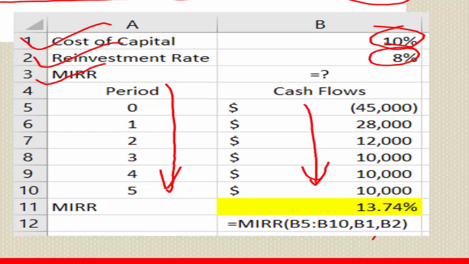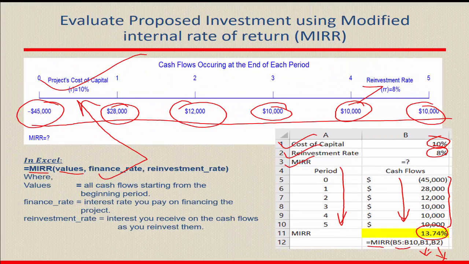So how do you find MIRR then? MIRR of B5 to B10 means all your cash flows, B1 is the cost of capital and B2 is the reinvestment rate. If you do that, you are going to get 13.74%, which means the modified internal rate of return for this project is 13.74%.